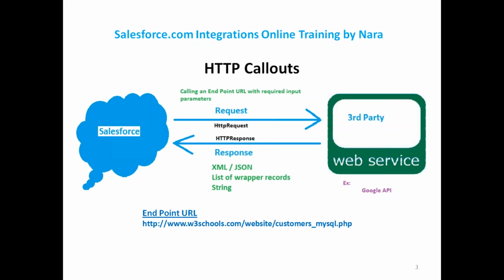So endpoint URLs are the key areas where we can make the callouts from Salesforce. So the endpoint URL is a service URL. The service can be created in any platform. So it can be a .NET service, or it can be a Java service, or it can be a PHP service. Any service URL can be used from the Salesforce.